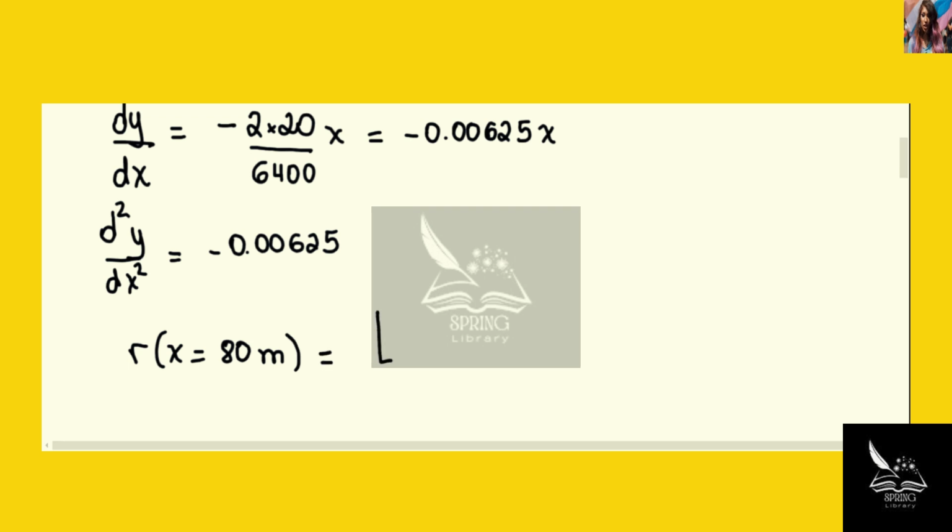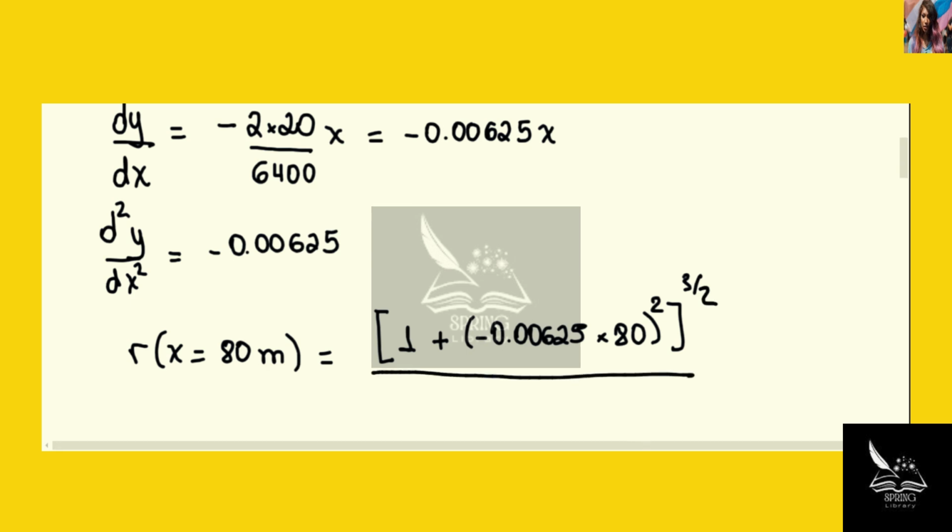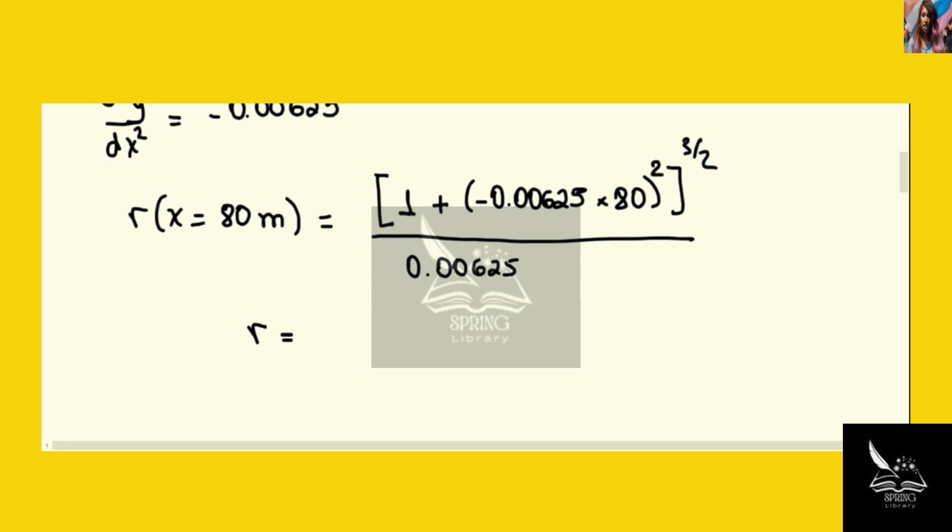So in order to do that, we have 1 plus minus 0.00625 times 80, squared, to the 3 halves, divided by 0.00625. So r is equal to 223.6 meters. This is the radius of curvature.